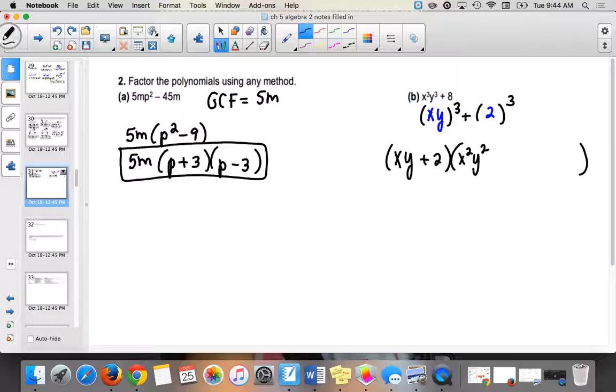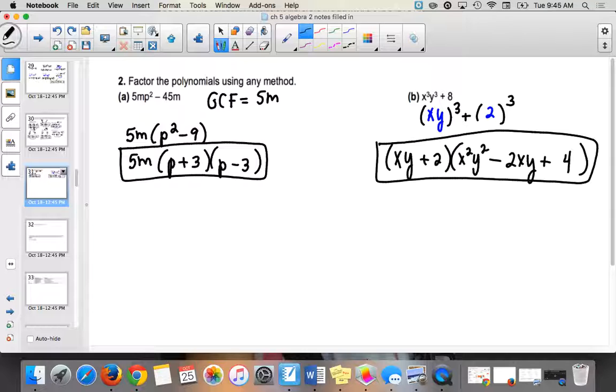Either way. All right, what do I get when I do 2 times 2? 4. How about the middle? xy times 2? 2xy. Same, opposite, always positive. So, done. All right, and then some of them are kind of super challenging.